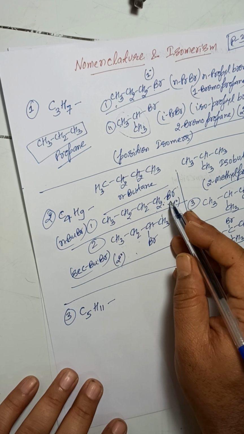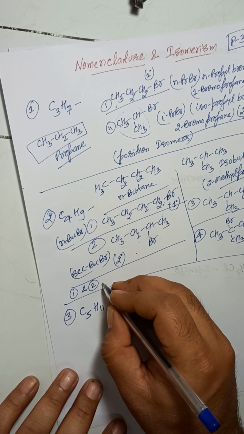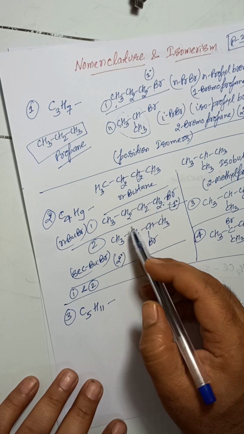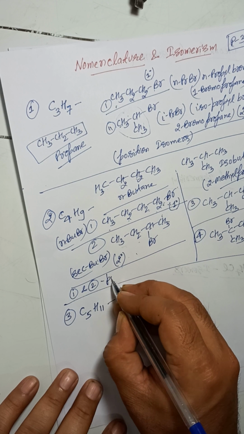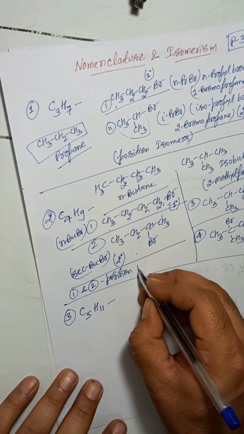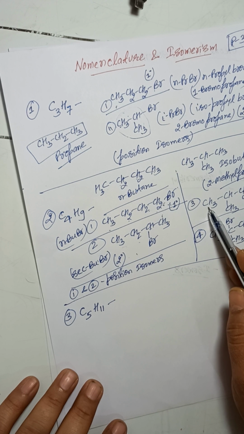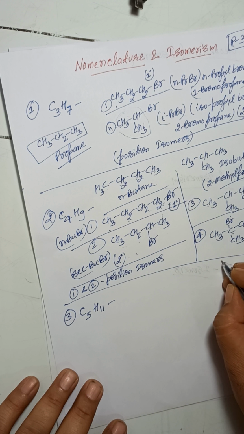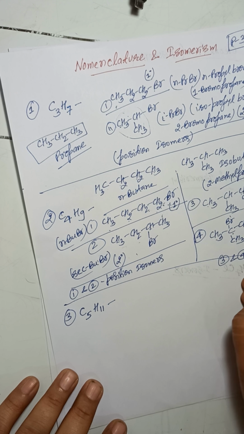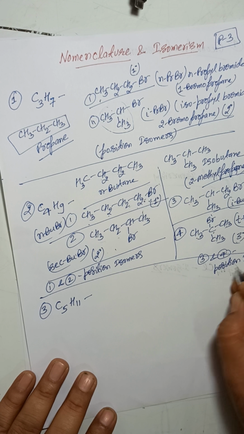1 and 2, how are they related? 1, 2, 3, 4; 1, 2, 3, 4. Sorry, they are position isomers. Again 3 and 4: 1, 2, 3; 1, 2, 3, methyl Br. The position of Br is different. 3 and 4 are position isomers.